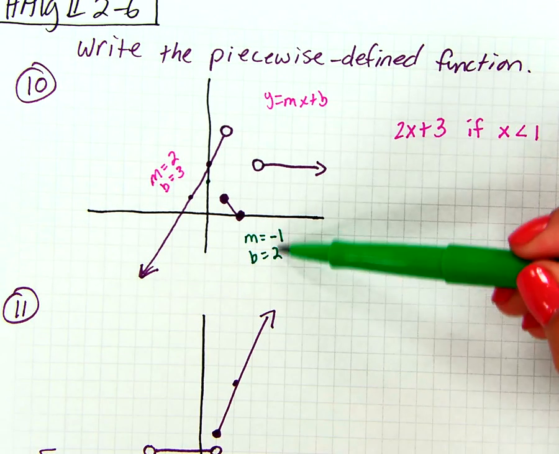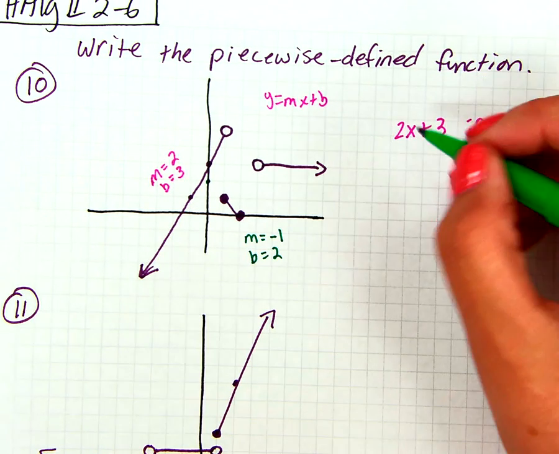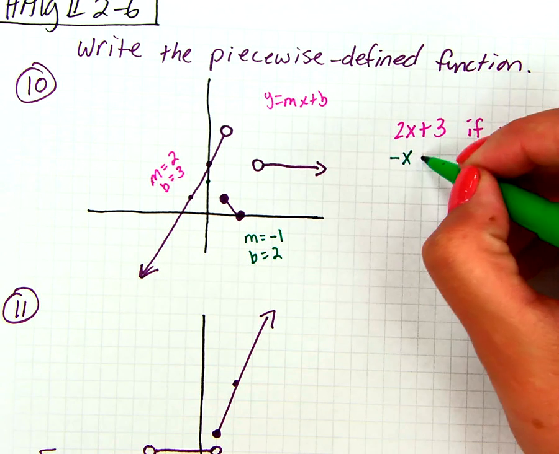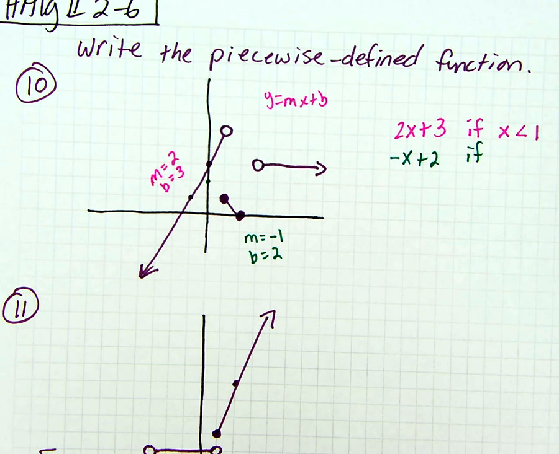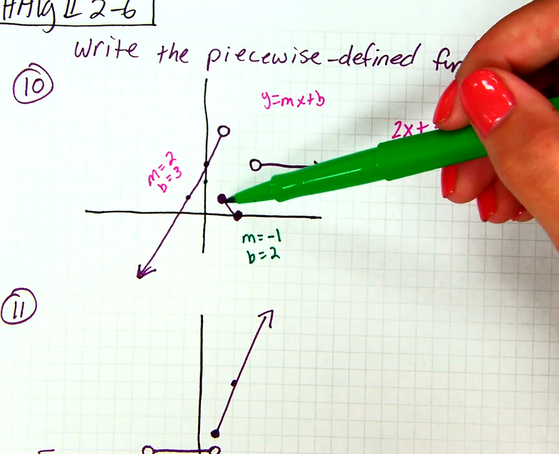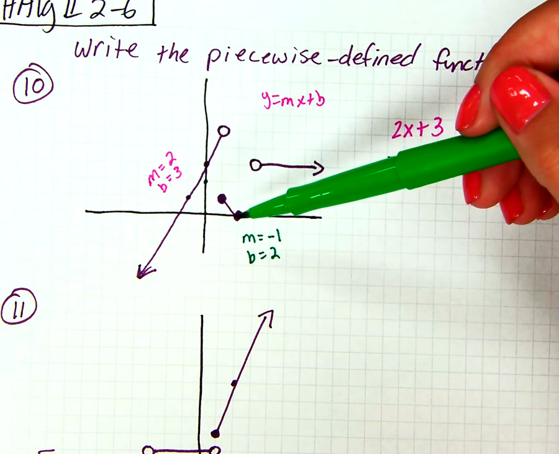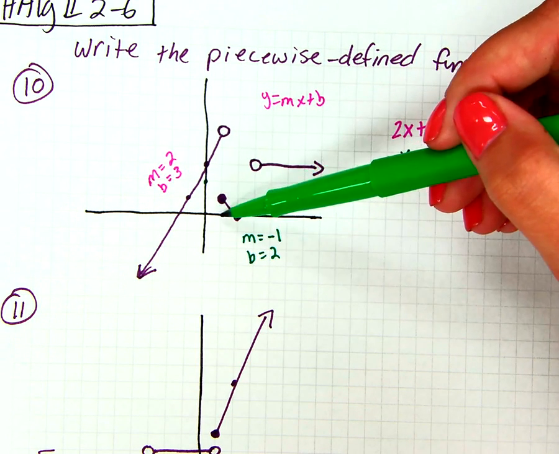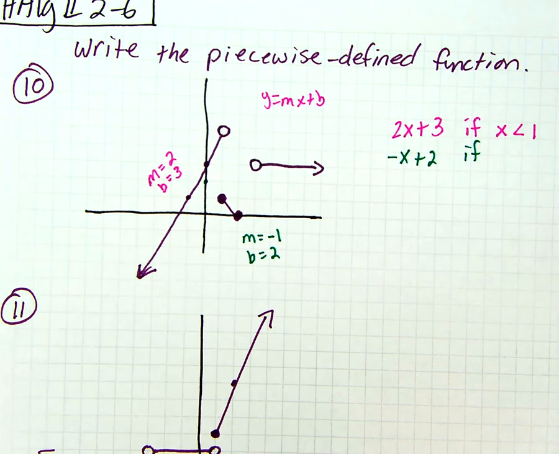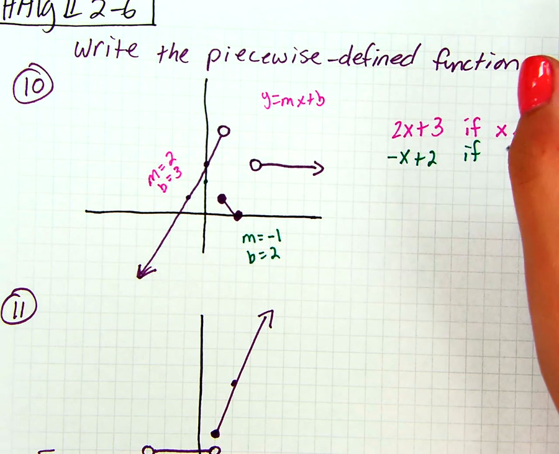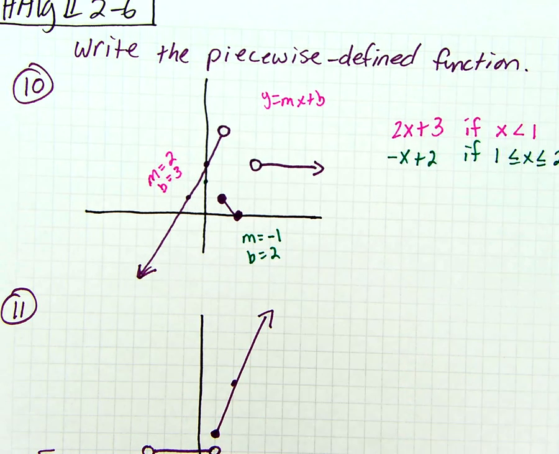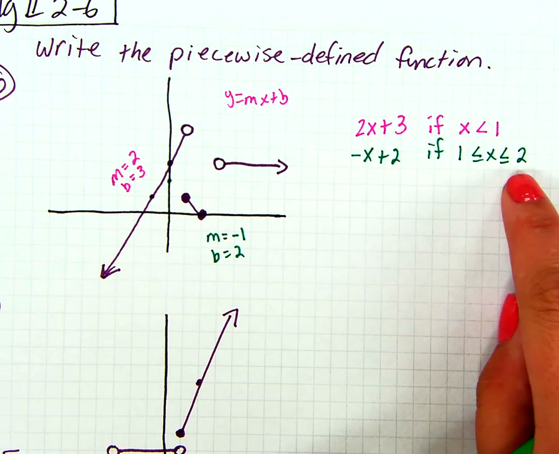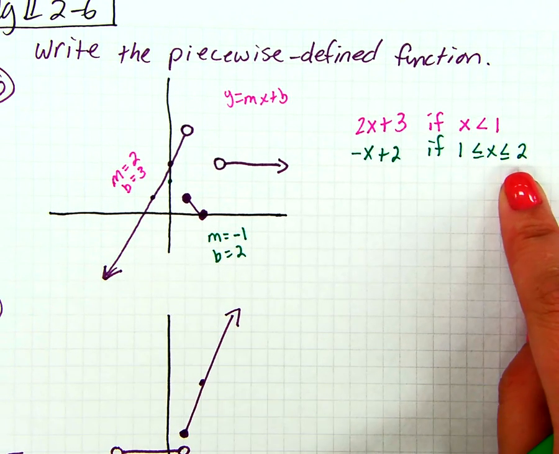So again, if we substitute this into our general equation, we would have -x plus 2 if, and again, we need the x values of our endpoints. So this time we have 2 endpoints, so we want both of those x values. The first one is at 1, the second one is at 2. So that means we're going to have the x's between 1 and 2. And we want less than or equal to signs because they're closed circles.